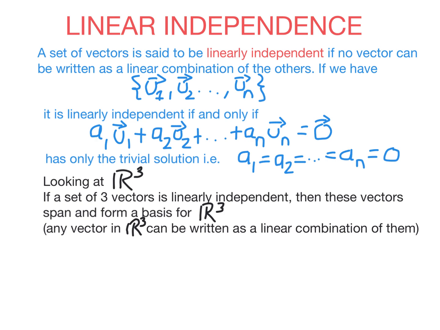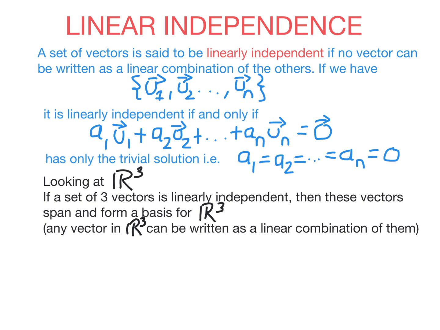And that is that something times the first vector plus something times the second vector and so on can equal the zero vector if and only if each of these scalars is zero. That's just a formal mathematical way of checking whether any of these vectors can be written as a linear combination of the others. So we're going to look at R3, which I introduced in a previous video.